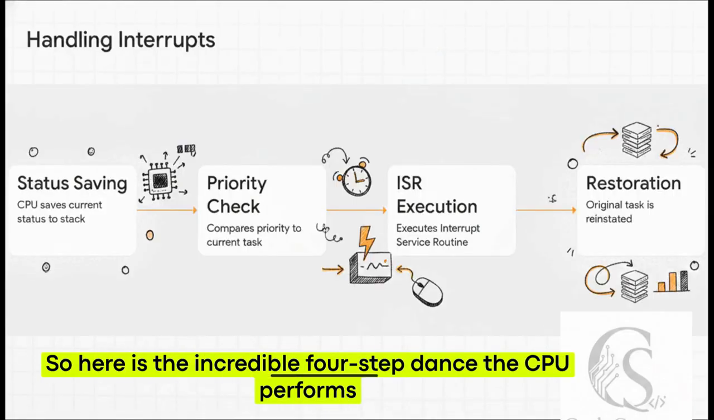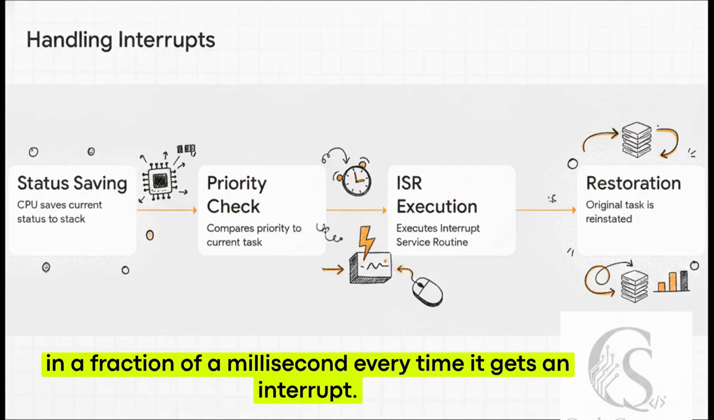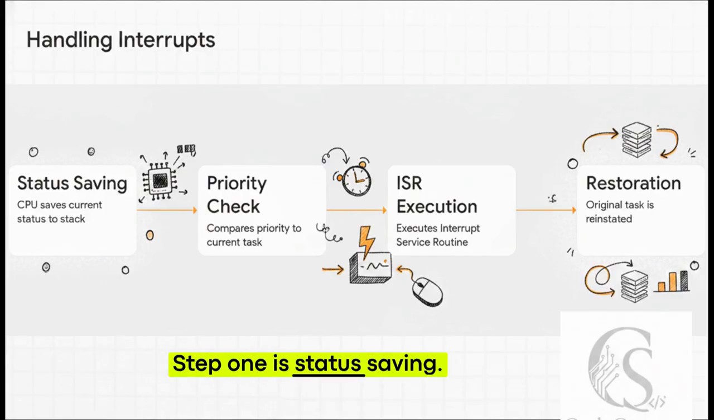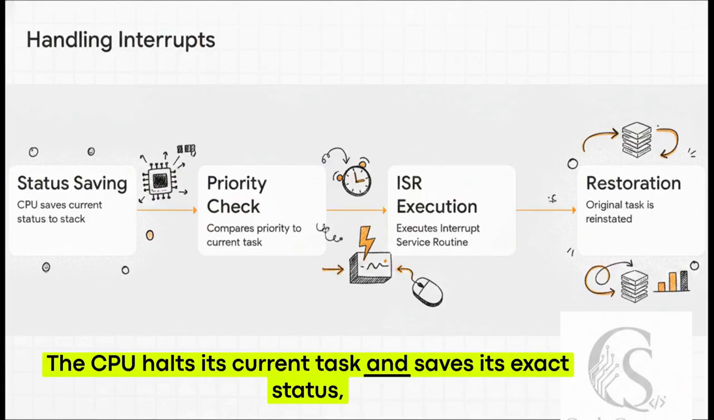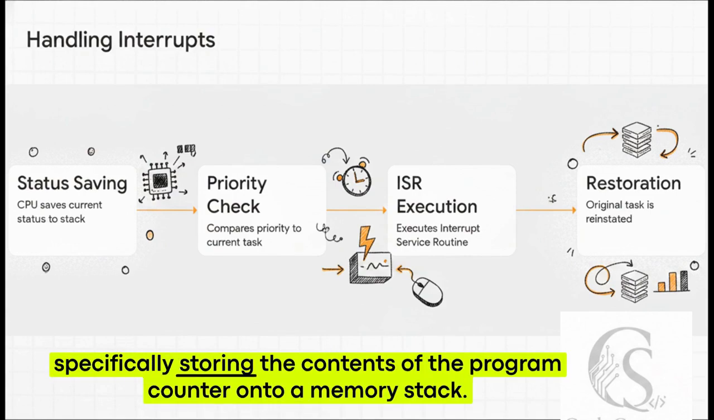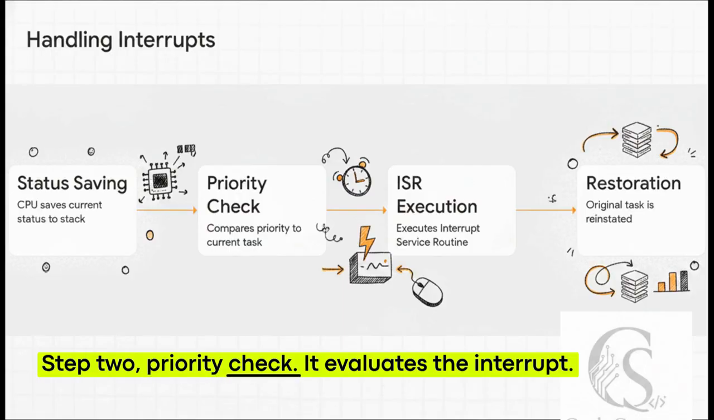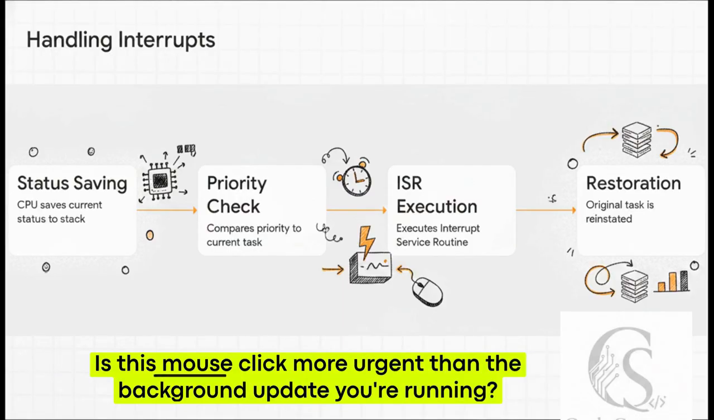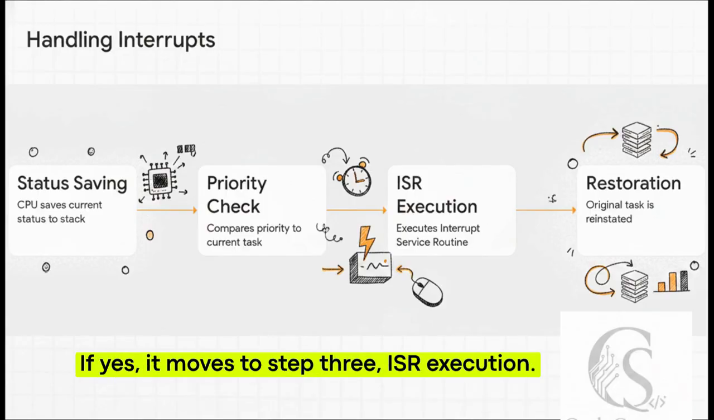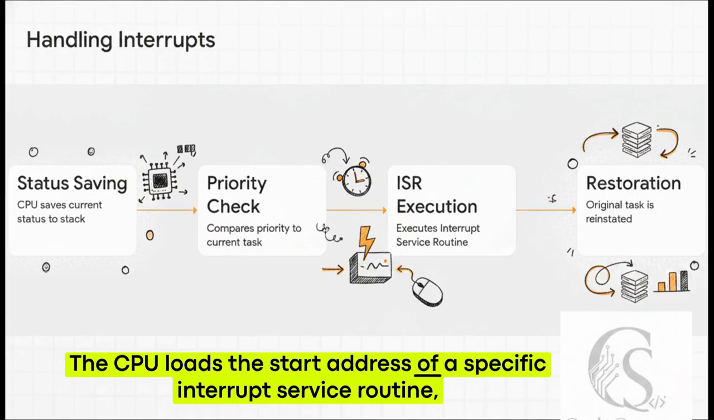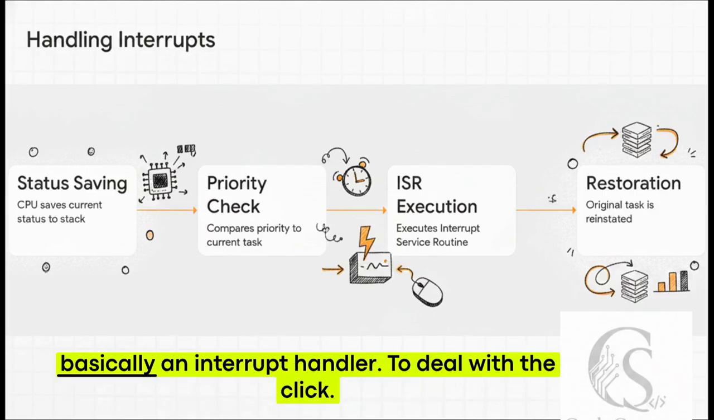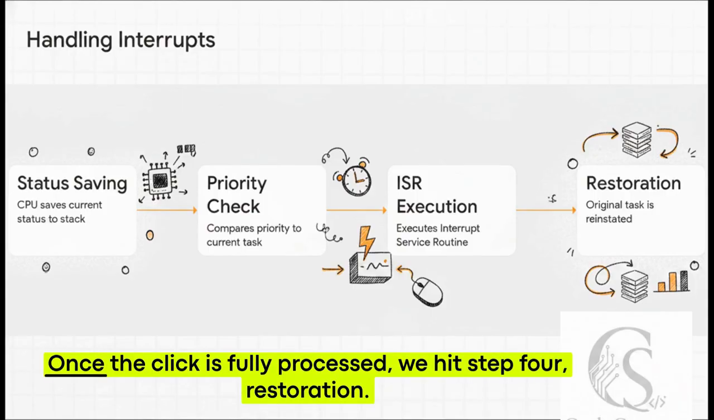So here is the incredible 4-step dance the CPU performs in a fraction of a millisecond every time it gets an interrupt. Step 1 is status saving. The CPU halts its current task and saves its exact status, specifically storing the contents of the program counter onto a memory stack. Step 2, priority check. It evaluates the interrupt. Is this mouse click more urgent than the background update you're running? If yes, it moves to step 3, ISR execution. The CPU loads the start address of a specific interrupt service routine, basically an interrupt handler, to deal with the click.